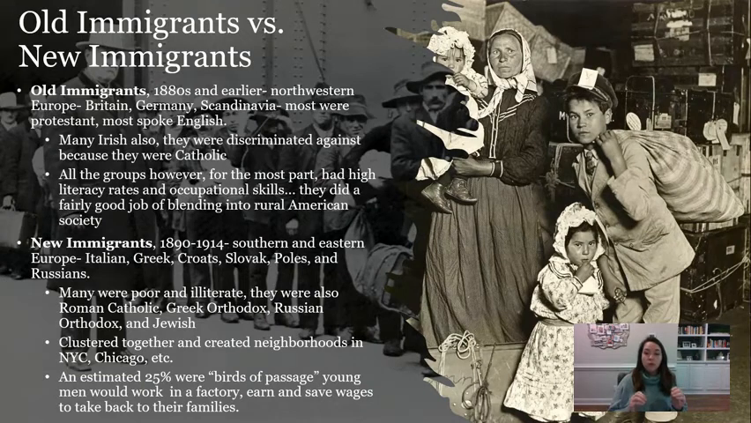These were people from Southern and Eastern Europe. So we're looking at Italy, Greece, Croatia, Slovakia, Poland, Russia. And they were deemed, most of them are poor, they're illiterate. Most of them were either Catholic or Orthodox, like Eastern Orthodox, so Greek Orthodox, Russian Orthodox, a lot of Jews during this time period.